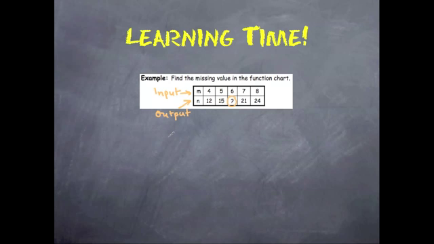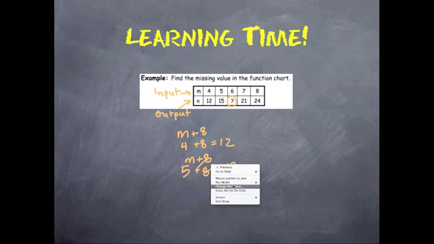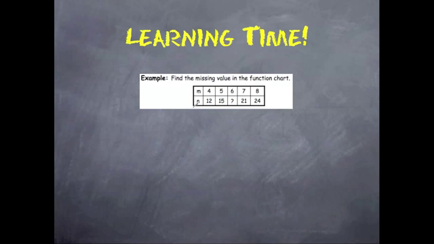So one thing we can try is the rule M plus 8, since 4 plus 8 gives us 12. So we try that. Let's try it with 5. So if we do M plus 8 for the input 5, 5 plus 8 gives us 13. Well, that's not right because 5 is supposed to give us 15. So let's clear that and try a new rule.